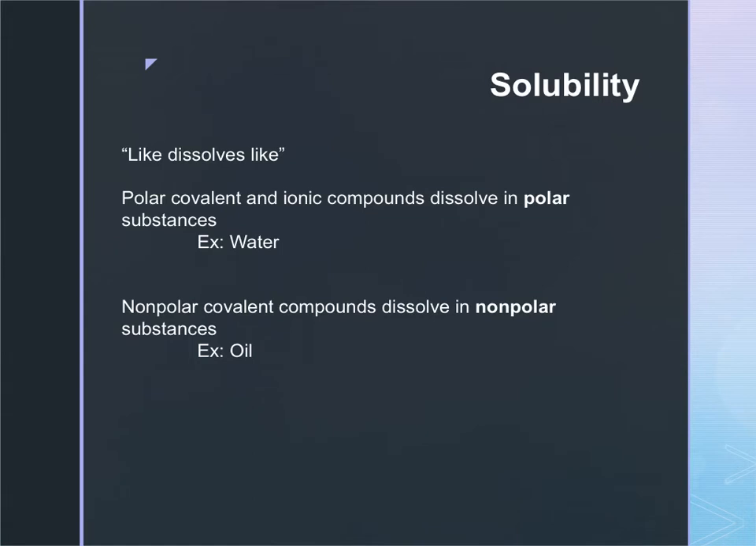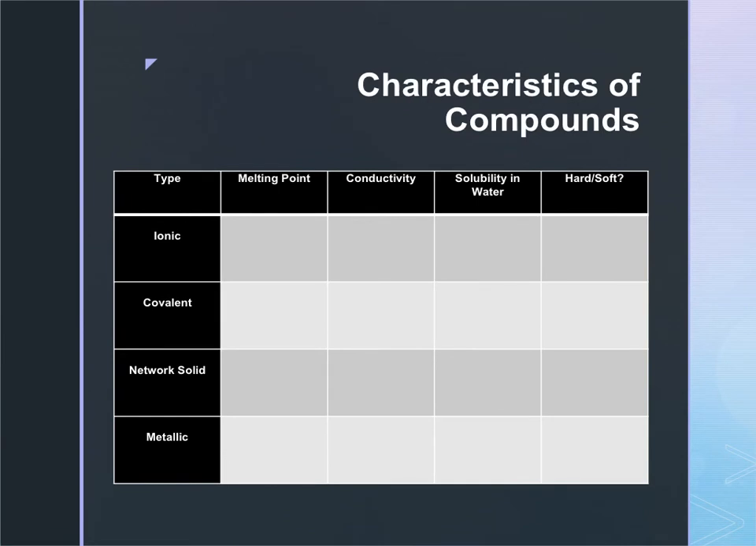Okay? So here we have this table to summarize the characteristics of compounds. I'm going to fill this in with you guys. So let's start with ionic compounds and melting points. So melting point describes how high the temperature has to be in order for the substance to melt from solid to liquid. So for ionic substances, this is high. It's pretty low for covalent, but it's also high for network solids and metallic substances.